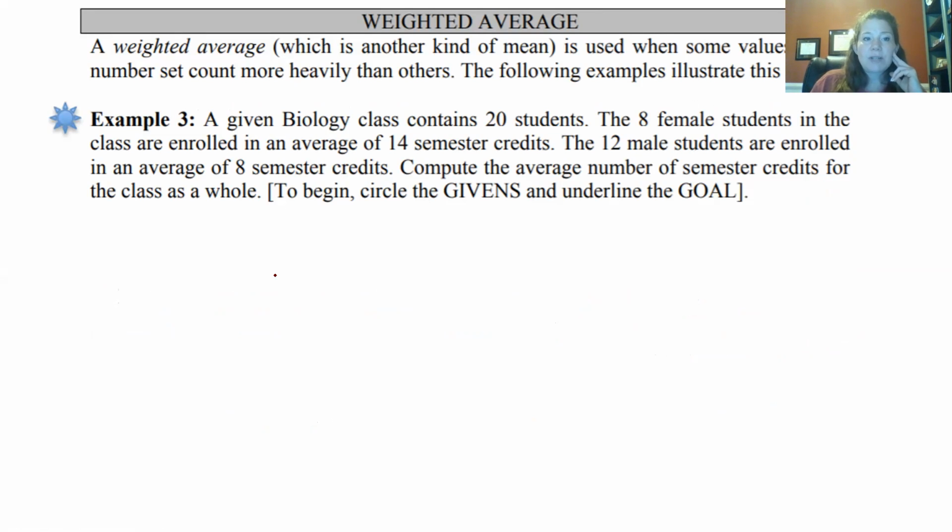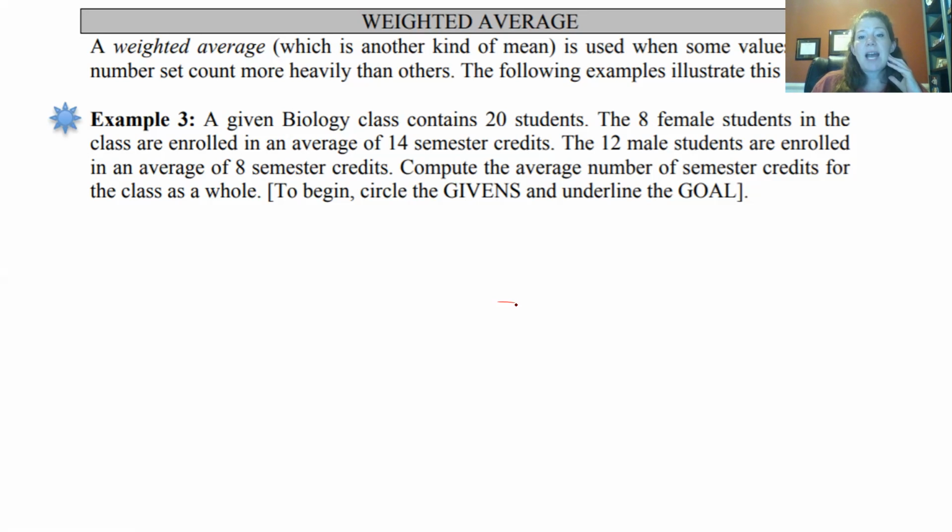So now it says we're going to find the weighted average. The weighted average, which is another kind of mean, is used when some values in the number set count more heavily than others. The following examples illustrate this idea. A given biology class contains 24 students. The 8 female students in the class are enrolled in an average of 14 semester credits, and 12 male students are enrolled in an average of 8 semester credits.